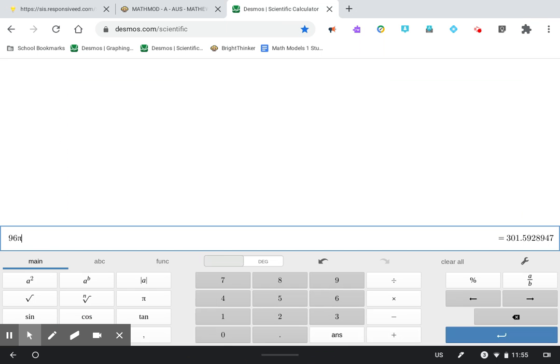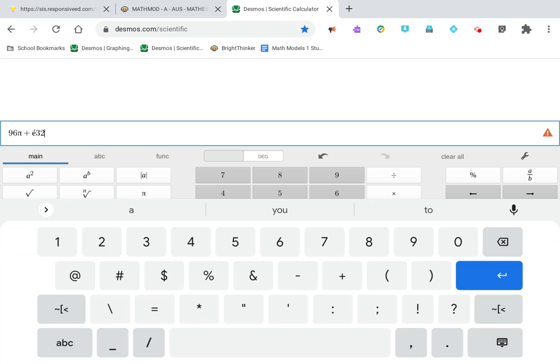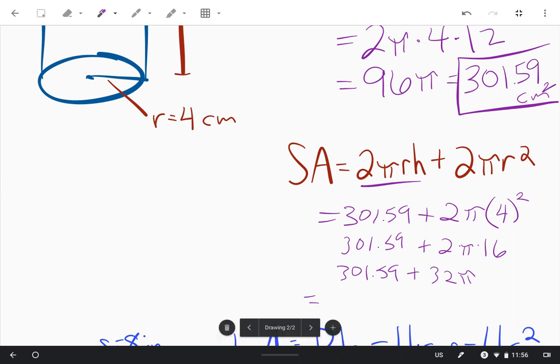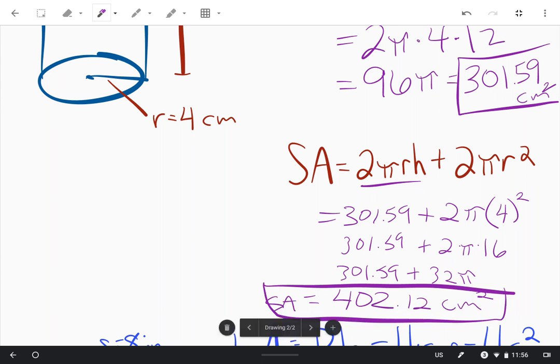Let's go here. I'll just go ahead and add that right here. Plus 32 pi. And we get 402.12 there. That's the final answer. 402.12. So again, just make sure you're plugging everything in where it goes, and you're just using your calculator to work that out.